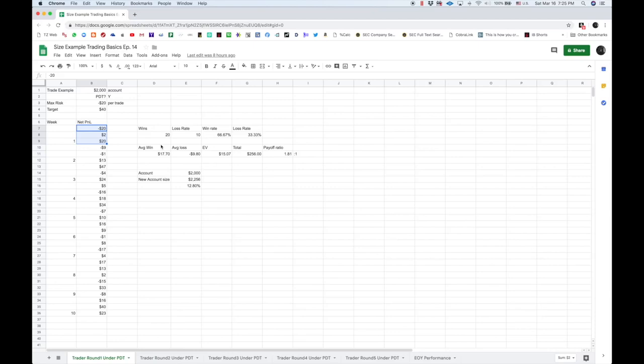What I want to prove to you is that it does not take size to win exponentially in the long run. And people should stop using size when they have no experience. Stop risking your own hard capital when you have no experience. Check your ego at the door. $2,000 account. This trader is under pattern day trader.